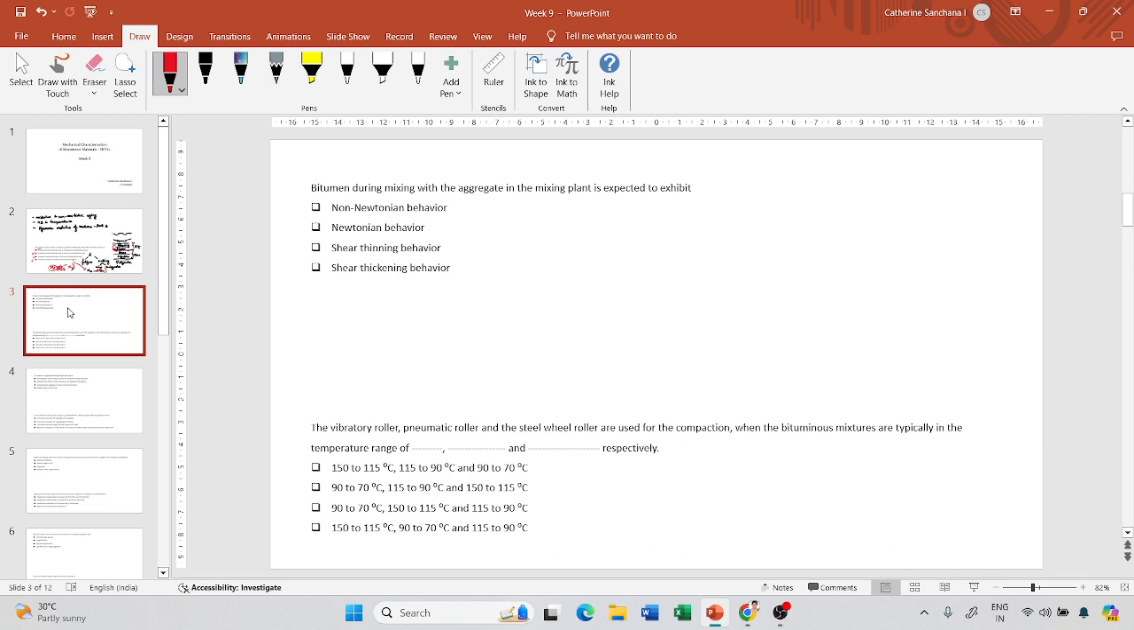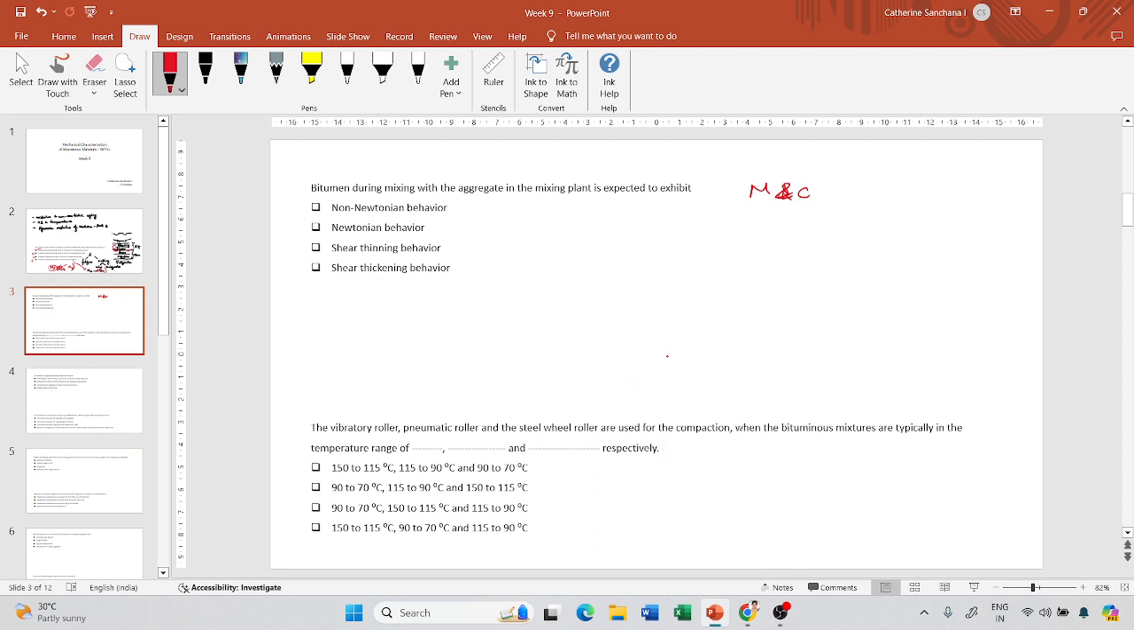So we've come to the mixing and compaction part. So bitumen during mixing with the aggregate in the mixing plant is expected to exhibit what? Okay. So for selecting a proper mixing and compaction temperature, you select the mixing and compaction temperature. So what is mixing and compaction temperature? It is the temperature to which the bitumen should be heated so that it can coat the aggregates, right? So why should the bitumen be heated?